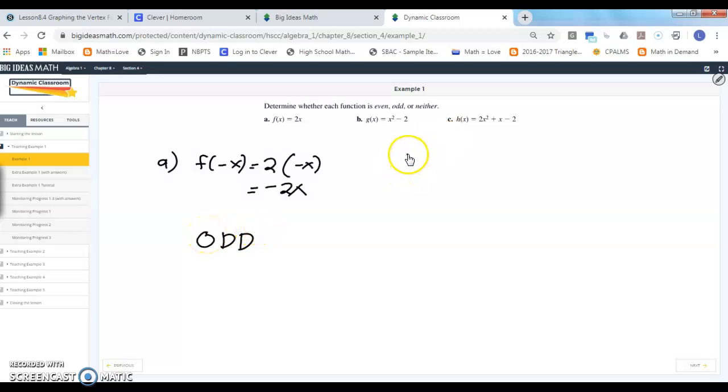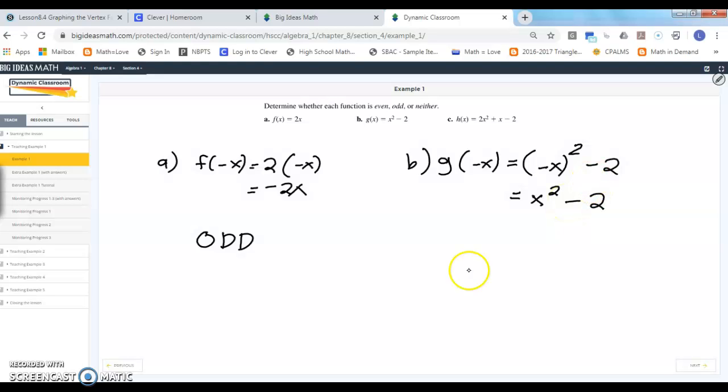How about letter B? I get g of x is equal to x squared minus 2. Let's replace x by negative x. So instead of x, I put negative x and then square it and then subtract 2. Just like what I mentioned earlier for the parent quadratic function, negative x times negative x will become positive x squared. So it will be x squared minus 2. Did it end up to be the same as the original? Yes, so that means this function is even.